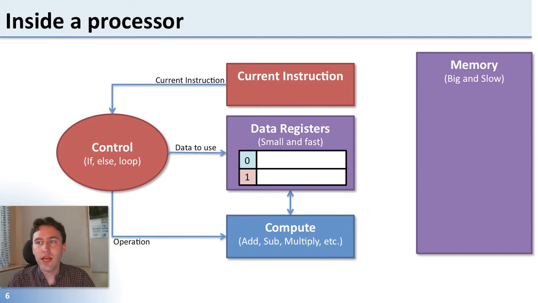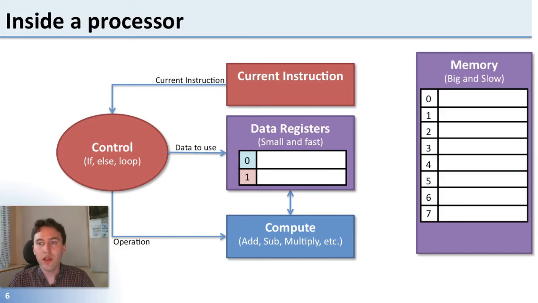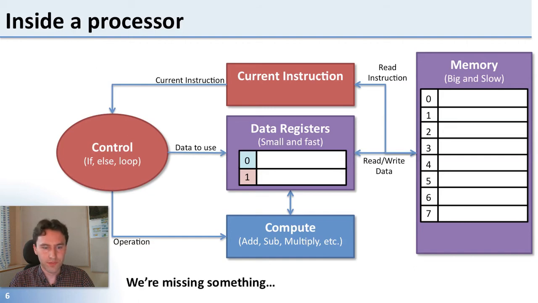The computer also has a memory. This is big and much slower than the data registers, but we can fit a lot more stuff in here. Here's where we keep our program and our data that doesn't fit in our data registers. And obviously we need to be able to read instructions from the memory and read and write data to the memory. So this is sort of inside our processor. But we're missing something here. Can you guess what it is that we're missing here? It's a little tricky.